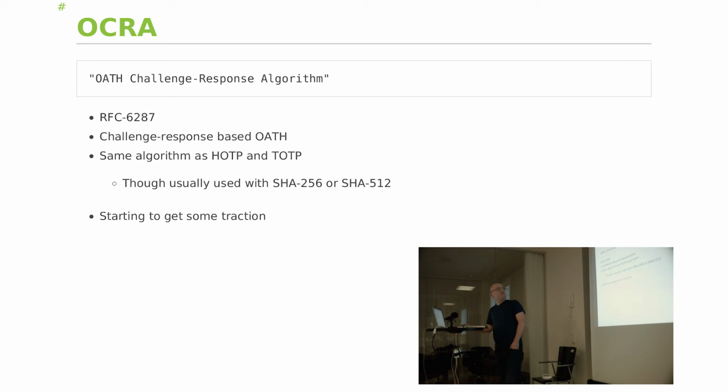OKRA. Just looking at the spec of OKRA, it's a challenge response algorithm based on OATH. So the server sends a challenge that is then used as input in the OATH algorithm, and you get basically the same output, 6 or 8 digits, used in the same way, but with a server challenge instead of only local stuff from the token. It's got more provisions for SHA-256 or SHA-512. It's not as tied down to SHA-1 as the TOTP and HOTP has become, at least.